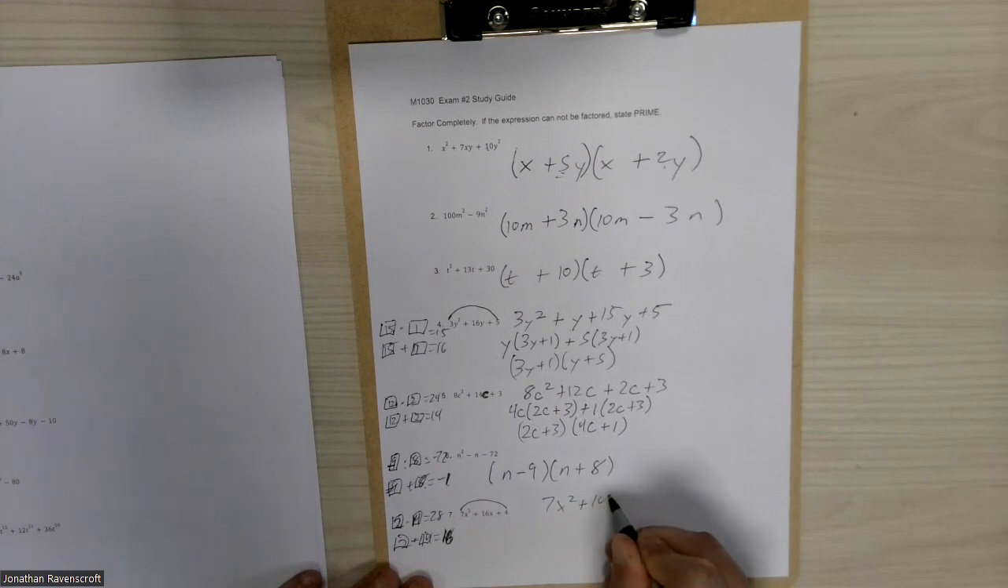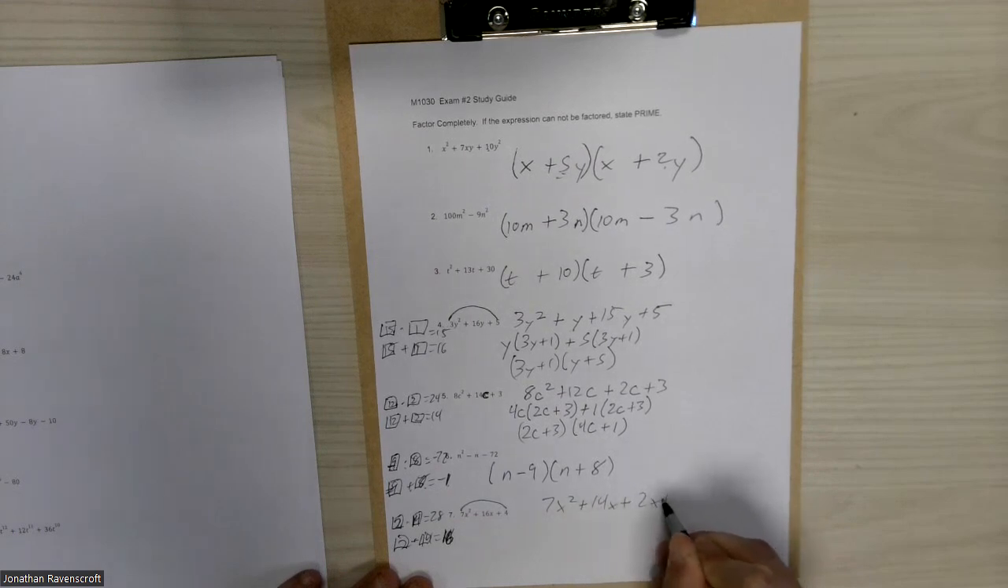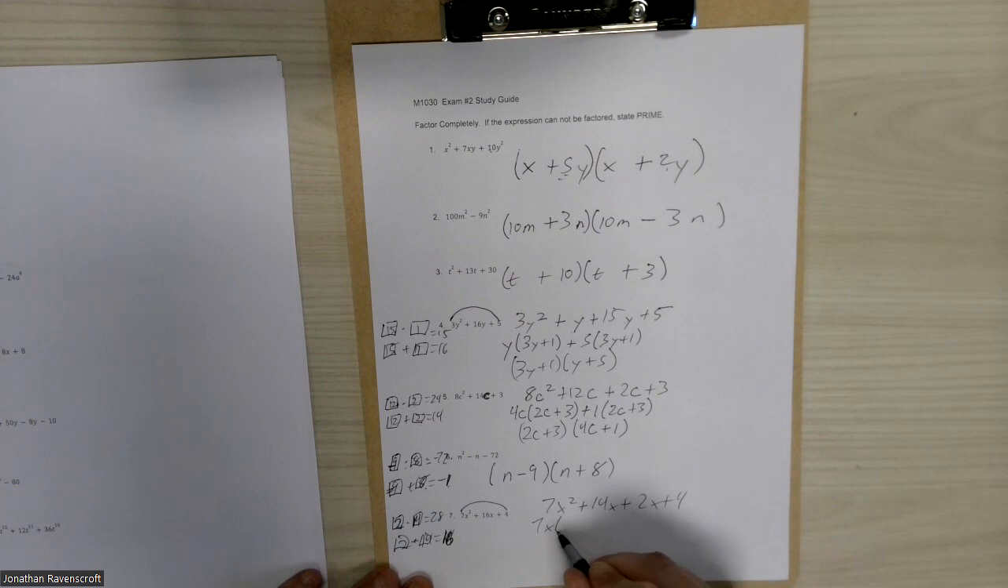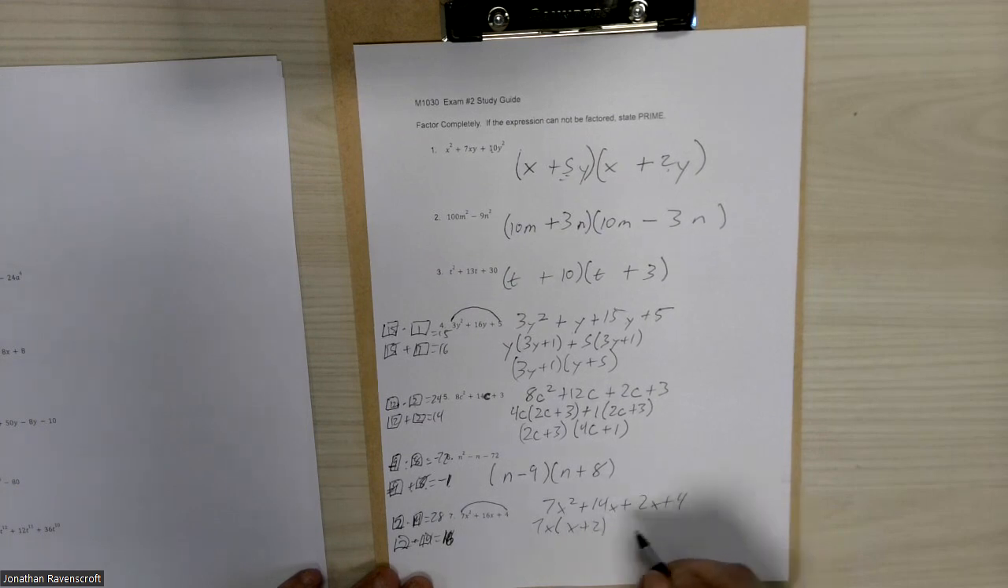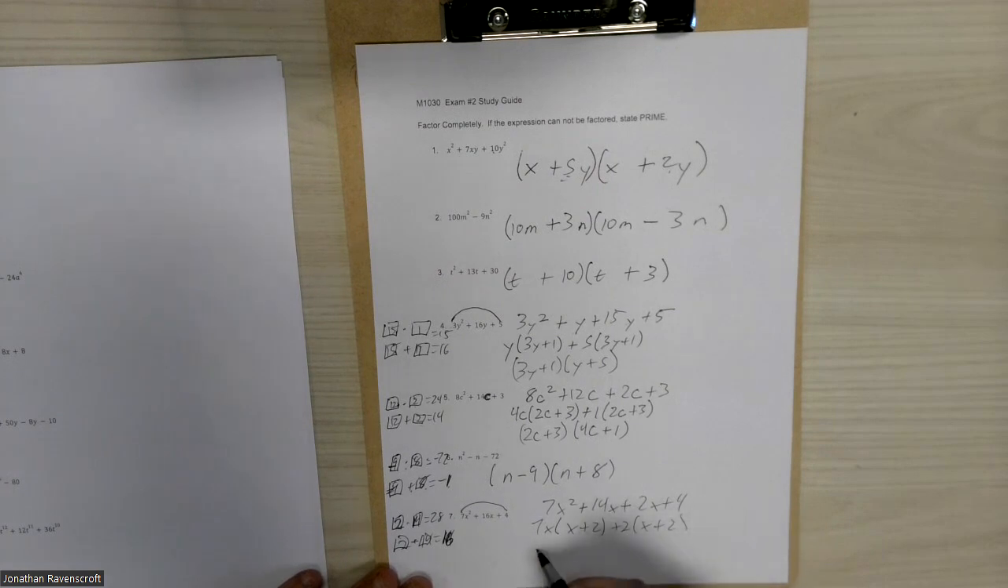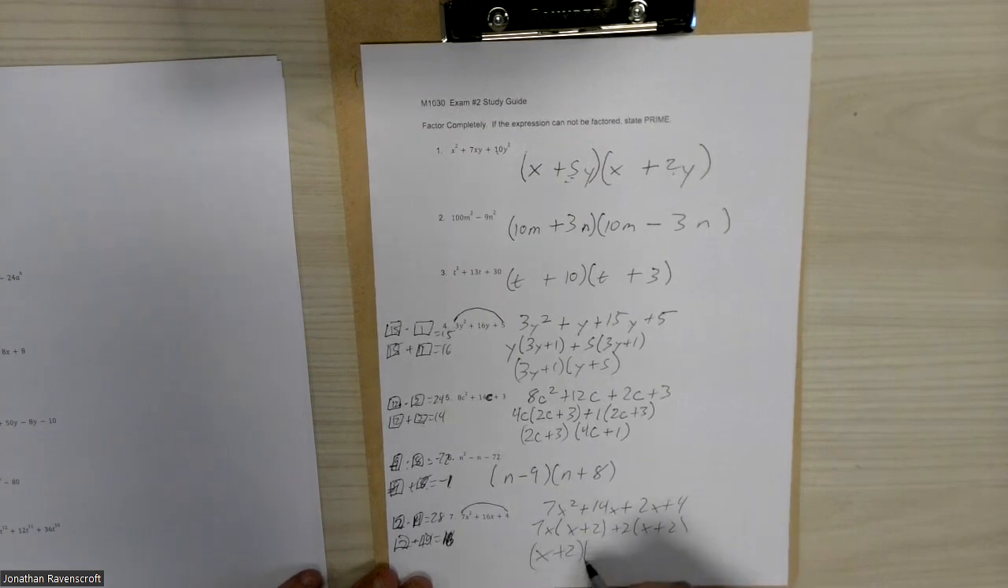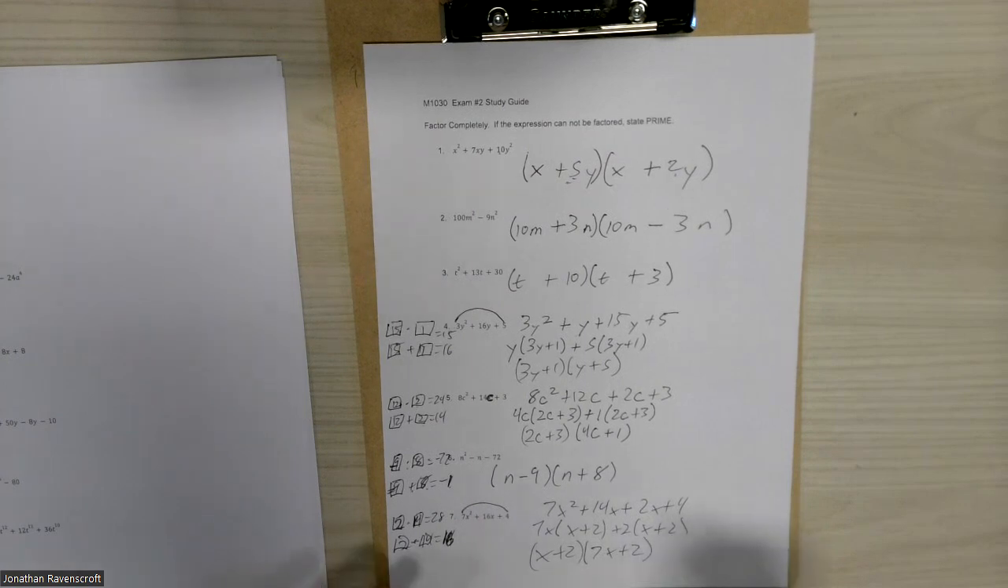7x squared plus 14x plus 2x plus 4. 7x times x plus 2. Here we'll take out a 2 plus 2 times x plus 2. X plus 2 is the same, leaving 7x plus 2.